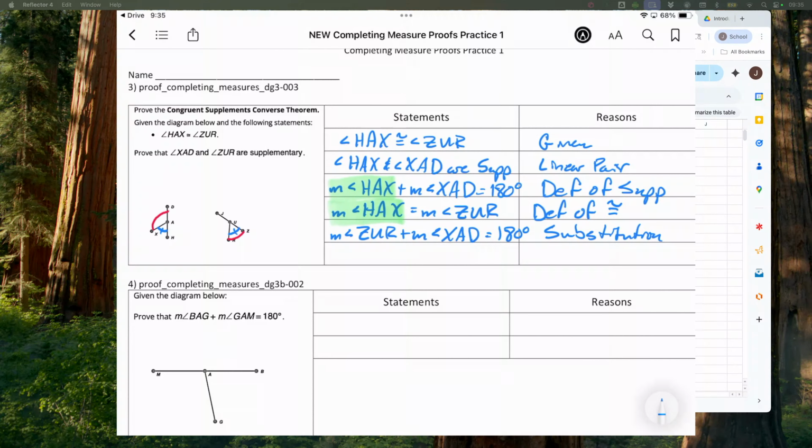Now we can go from a measure statement to, since their measures add up to be 180, we are trying to prove that they are supplementary. Since their measures add up to be 180, they are supplementary. So angle ZUR and angle XAD are supplementary. And that's the definition of supplementary.